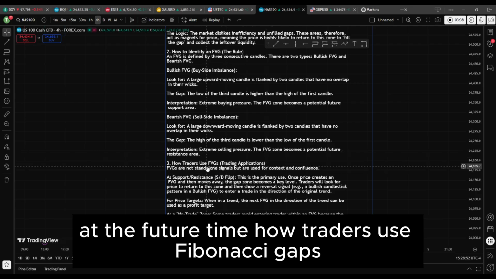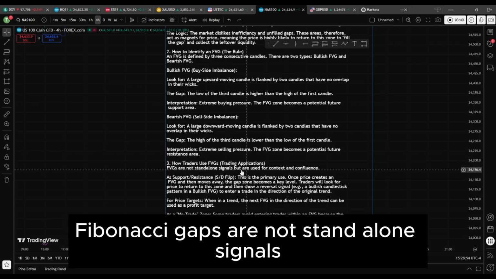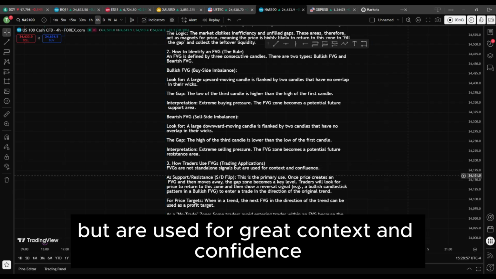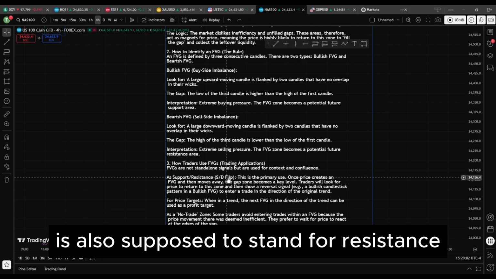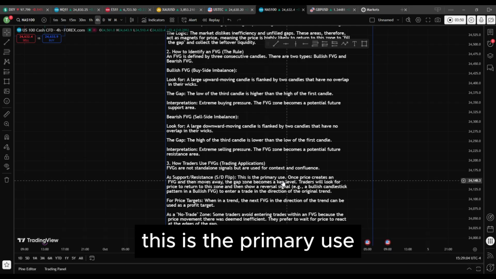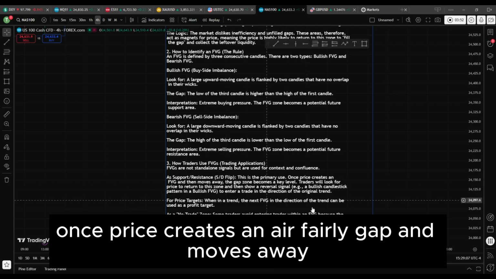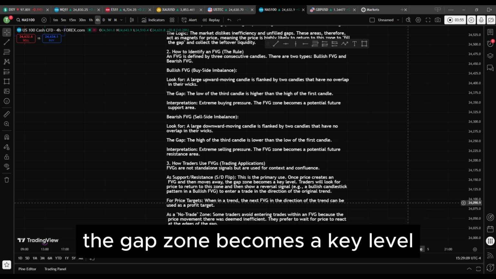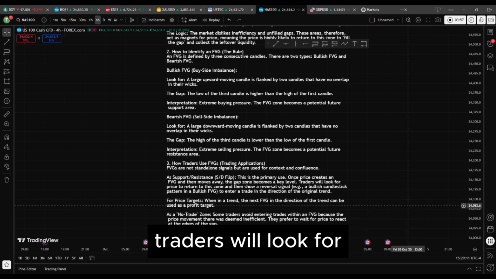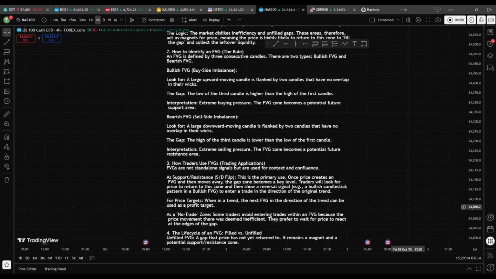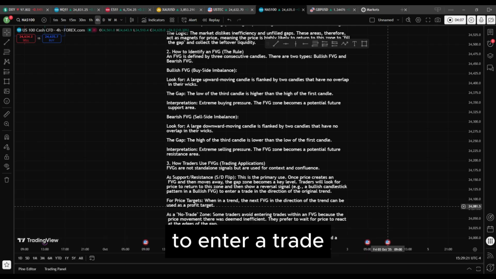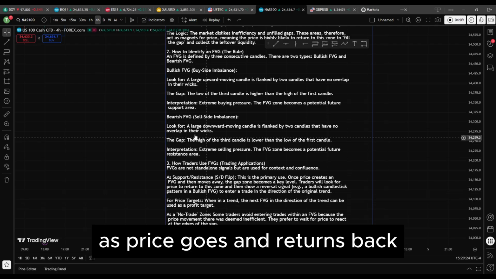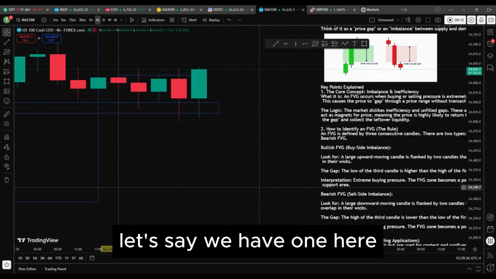How traders use fair value gaps. Fair value gaps are not standalone signals, but they are used for great context and confluence as support or resistance. This is the primary use. Once price creates a fair value gap and moves away, the gap zone becomes a key level. Traders will look for price to return to this key zone and then show a reversal signal, e.g. a bullish candlestick pattern in a bullish fair value gap, to enter a trade in the direction of the original trend. As the price goes and returns back, let's say we have one here.